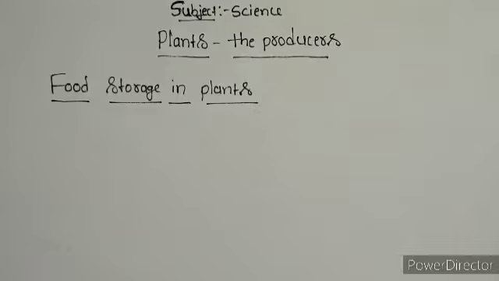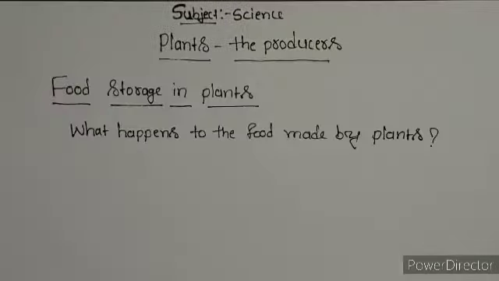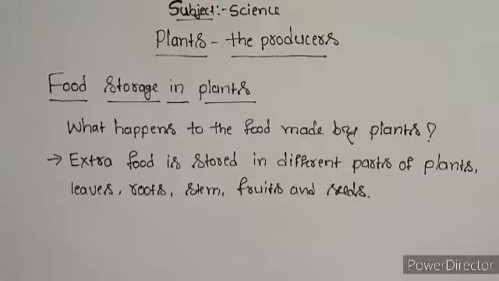Today in this class I am going to teach you how food is stored in plants. Plants prepare their own food. After that, what happens to the food made by plants? Plants use the food to grow and live, because plants are also living things and they need food. They store some of the food produced by them for future use. This extra food is stored in different parts of plants, such as leaves, roots, stem, fruits, and seeds.